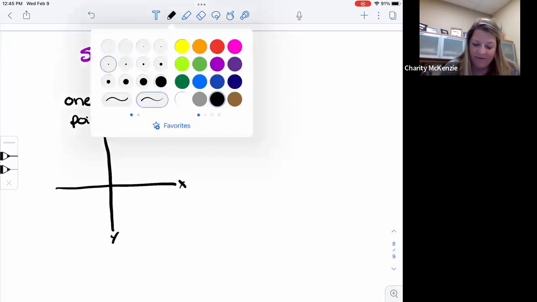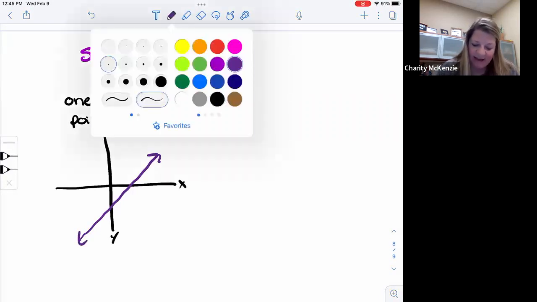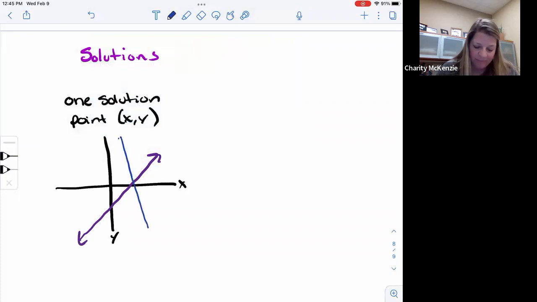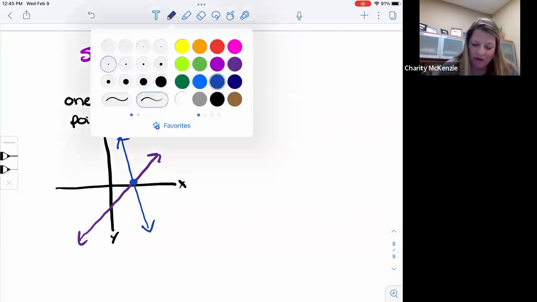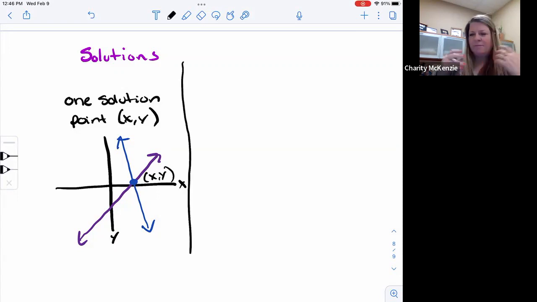You're going to have a line somewhere, anywhere on here is line A. And then you're going to have a second line anywhere on here. And they cross in one place. And where they cross is that point X, Y. Where they cross is the solution. So the graphing method would look something like this, and you would just find where they cross. So that's our first possible solution.